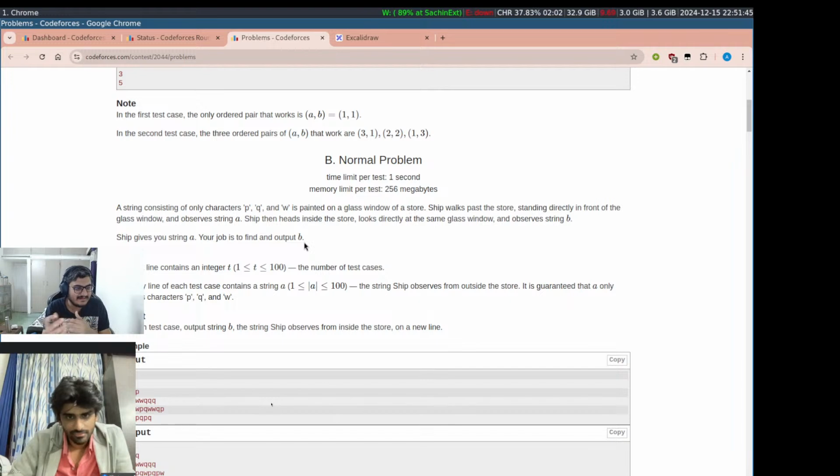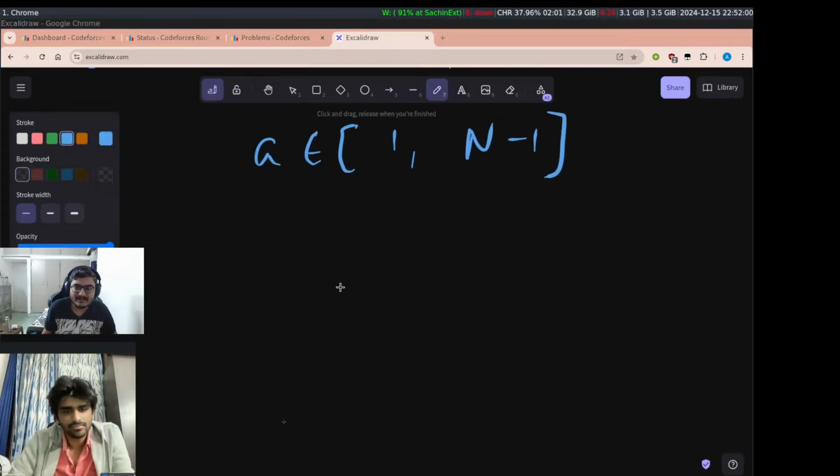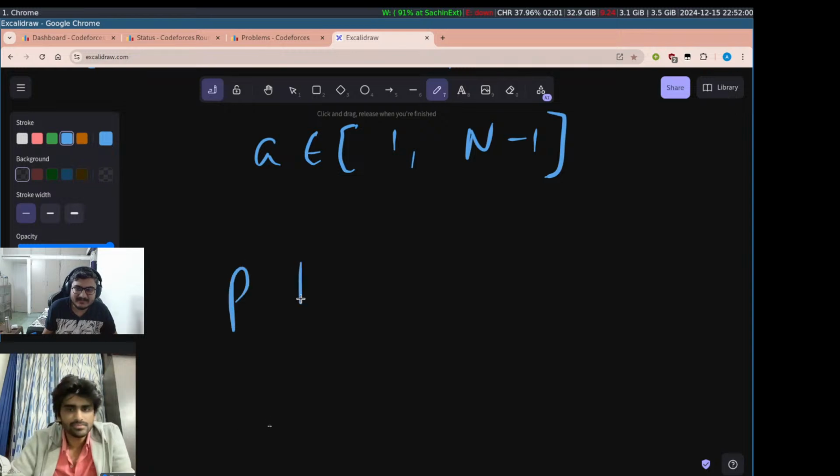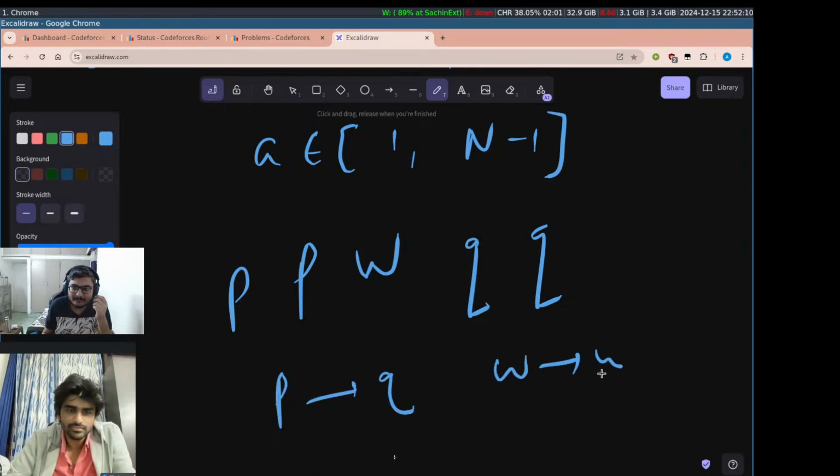So the idea is that we have been given a string, and we have to see what happens if we look at it from the opposite side of the mirror. For example, P, P, W, Q, Q was one of the samples, and if you look at the samples, you will realize that P changes to Q, W remains W, and Q changes to P when you flip it across the mirror.